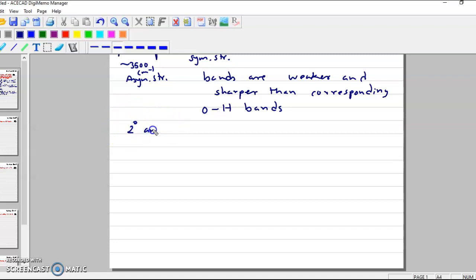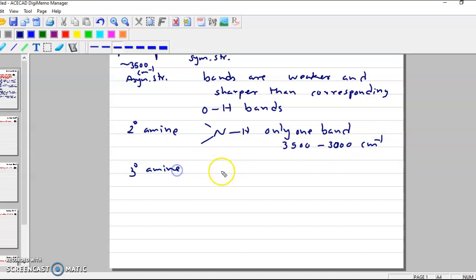Next is secondary amine. In secondary amine, you will find only one NH bond, and that is why only one band appears at 3500 to 3300, or maybe up to 3000. We can consider up to 3000 cm⁻¹. In case of tertiary amine, there is no hydrogen attached to nitrogen, all are carbon, and therefore the NH band is absent.